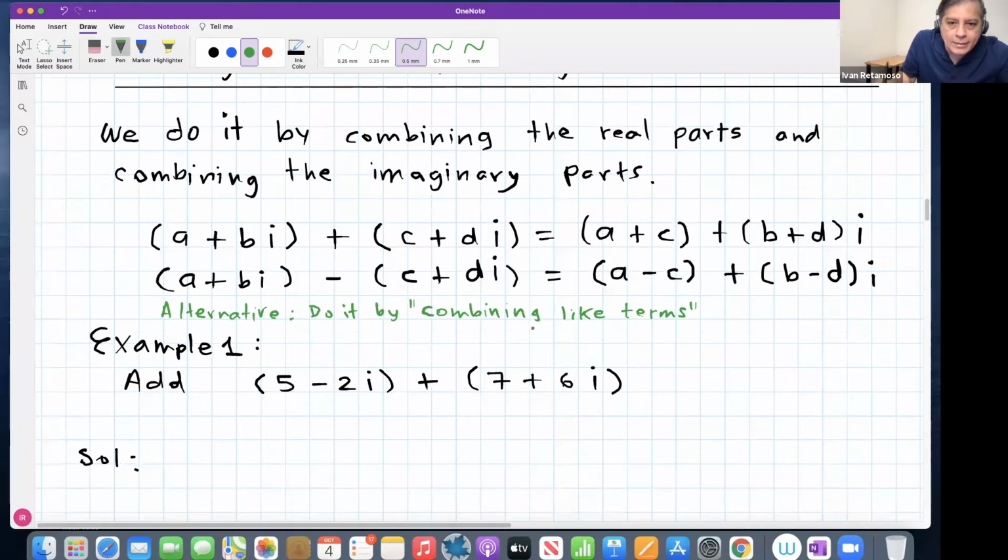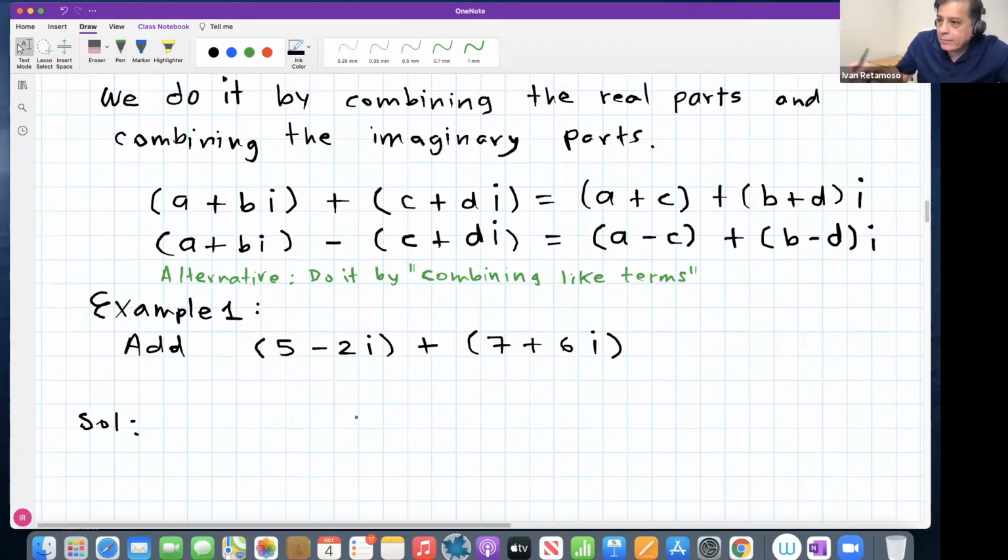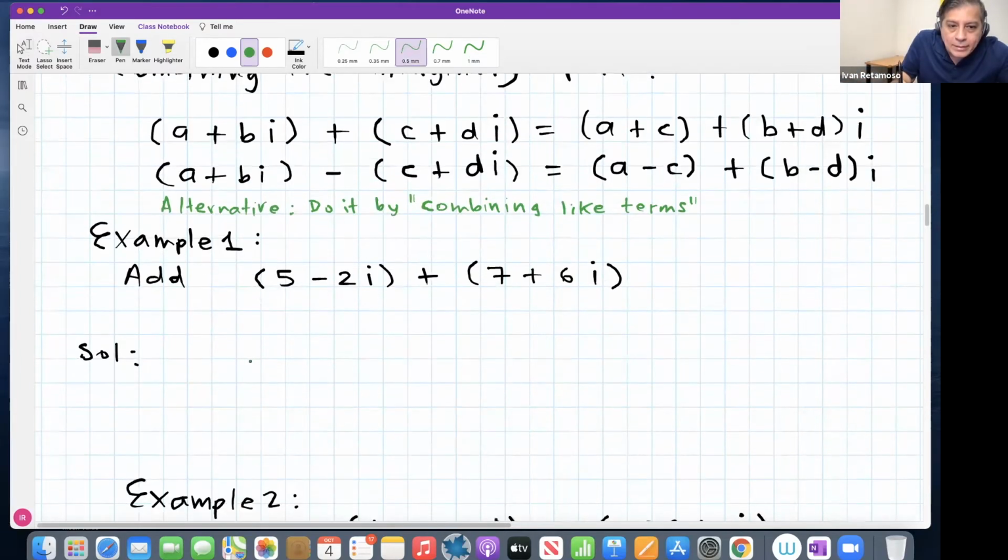How does that work, Professor, combining like terms? Well, for example, if they ask you to add these two complex numbers, you simply look at them as if they were binomials, right? Binomials. So if these guys were binomials, you simply remove the parentheses, right? So you get 5 minus 2i plus, here remove parentheses, 7 plus 6i, right?